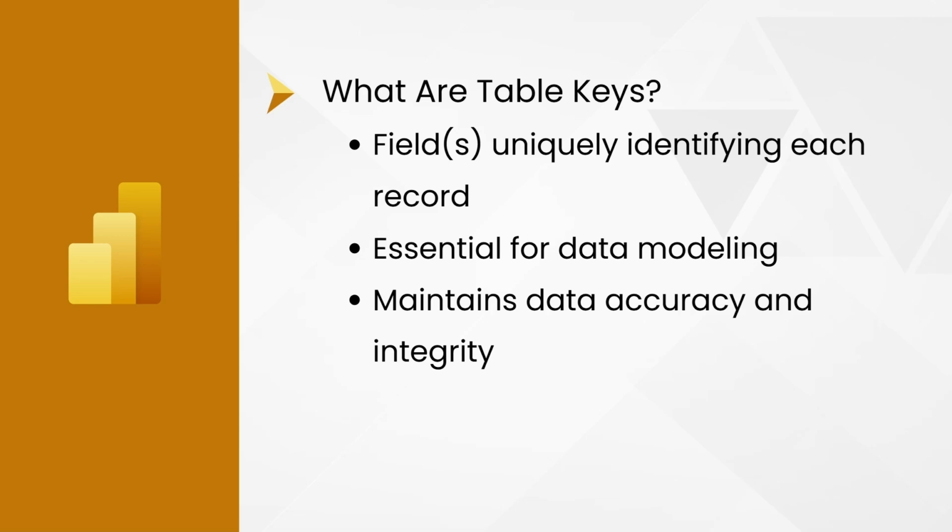In the simplest terms, a table key is a field or combination of fields in a database table that uniquely identifies each record in that table. Think of it like a unique code for each row in your dataset. Table keys are essential in data modeling because they establish relationships and help maintain data accuracy and integrity.